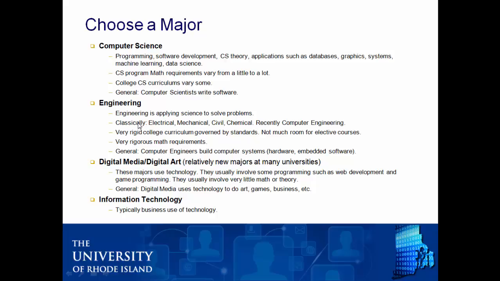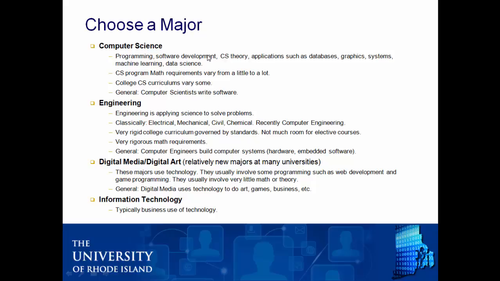Engineering colleges classically have several engineering majors: electrical engineering, mechanical, civil, and chemical. And recently, most colleges have added computer engineering. One of the main differences is that an engineering program is governed by a lot of standards, where they have a lot of courses that must be taken. There are a lot of math and science courses. So engineering programs tend not to have a lot of flexibility. There are courses that you have to take, and you get a really good, well-recognized engineering degree.